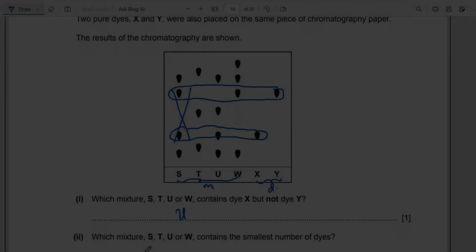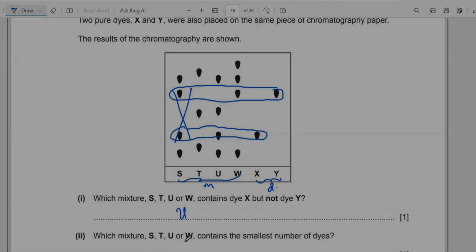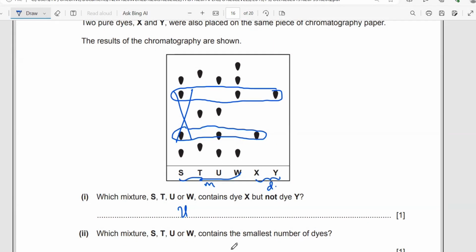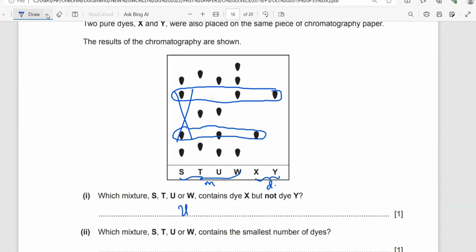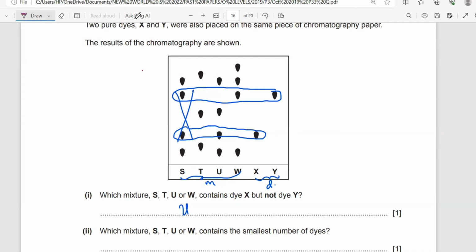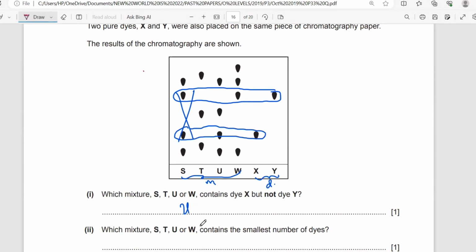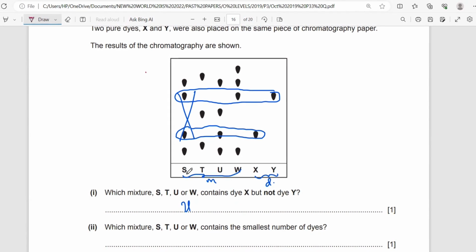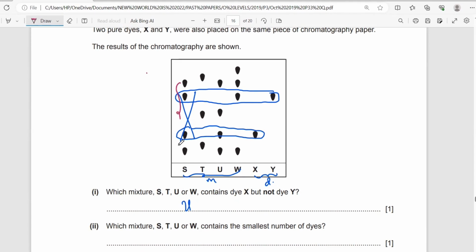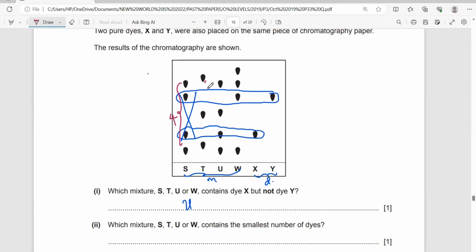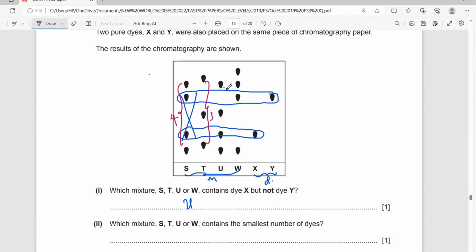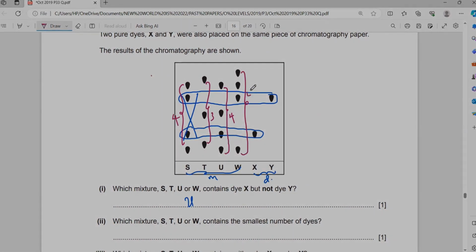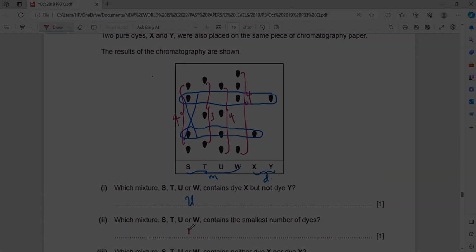Now the second part says, which mixture S, T, U, or W contains the smallest number of dyes? In this case, Roman 2, smallest number of dyes. All you need to do is just count the number of dyes that each mixture produces. So here is 4. Here is, I think, 3. And here is 4. And here is 4. So it means T is the best choice.